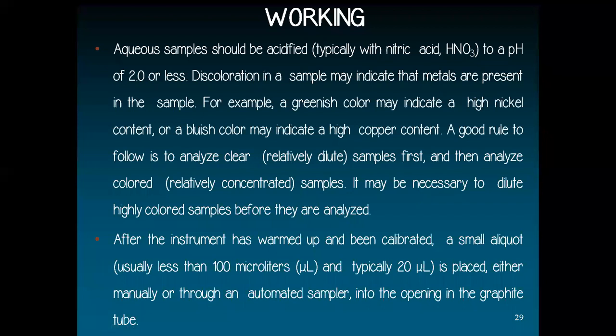So if we talk about the working of this instrument, aqueous samples should be acidified, typically with nitric acid, which is HNO3, to a pH of 2 or less. Discoloration in a sample may indicate that metals are present in the sample. For example, a greenish color may indicate a high nickel content, and a bluish color may indicate a high copper content.